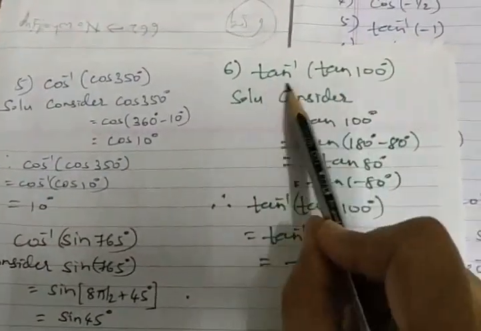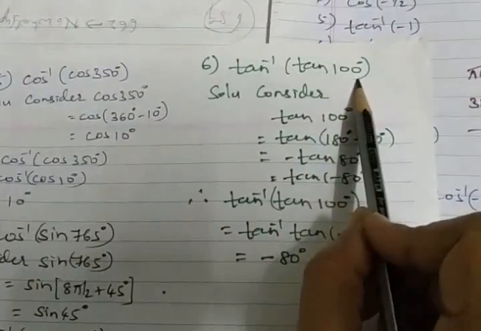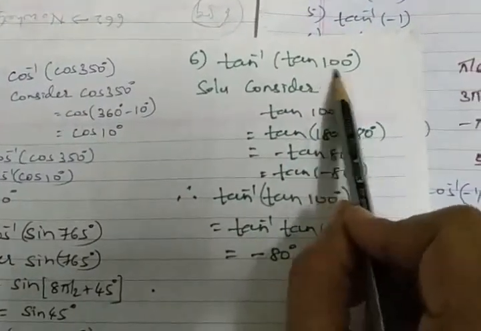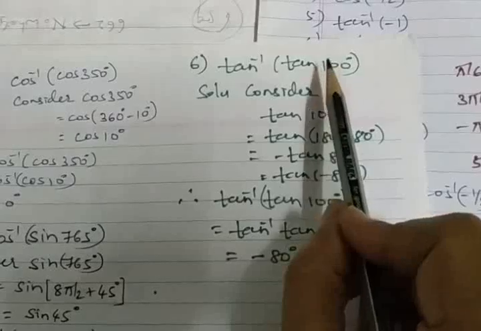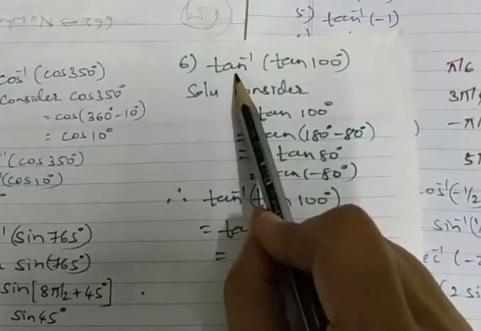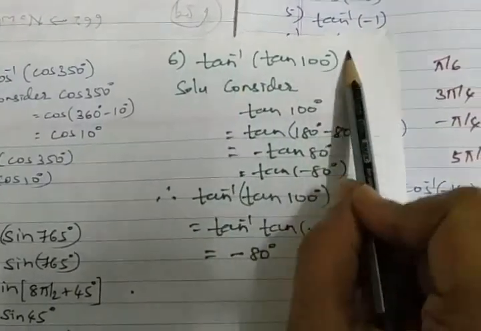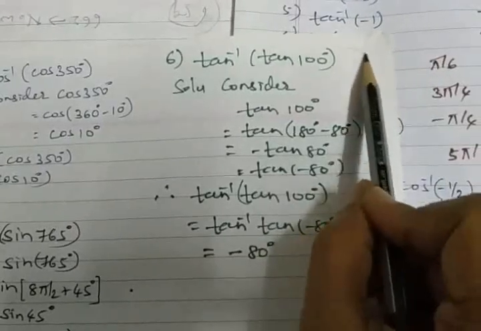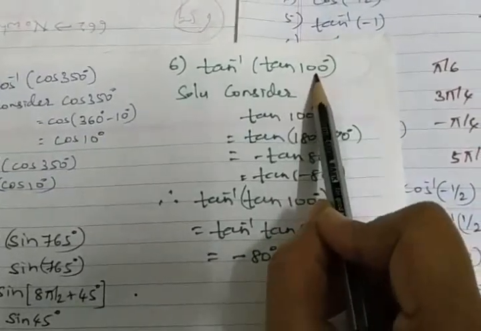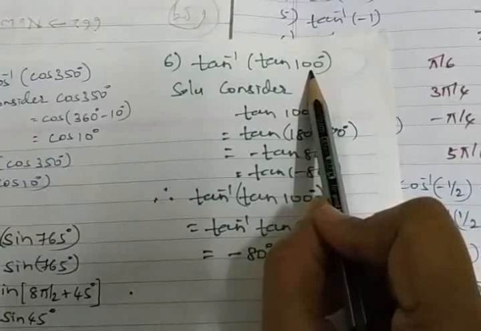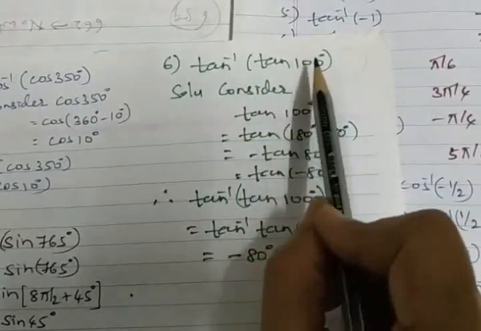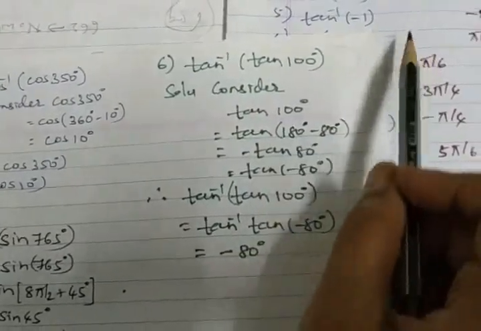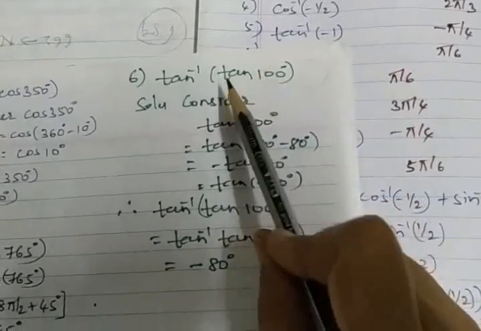Sixth question, it's tan inverse of tan of 100 degrees. Now don't say the answer is 100 degrees straight away. The answer according to tan inverse should lie in the range of minus pi by 2 to plus pi by 2. Whereas 100 degrees is an obtuse angle, in the second quadrant. So this answer is not equal to 100 degrees. So obviously come back to the simplification part of this.